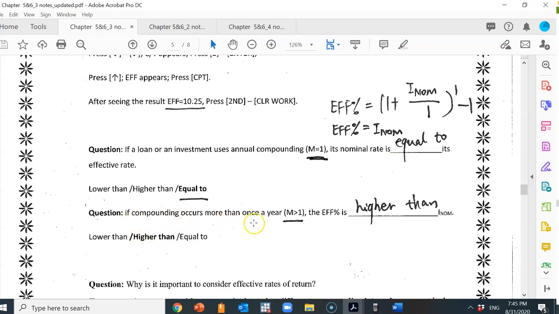If compounding occurs more than once a year, the effective annual rate is actually higher than the nominal rate. The rate itself should be higher because we only compound once. It's equivalent to using the nominal rate, which is a smaller number, but at a more frequent compounding frequency. So these two would bring you the same interest.